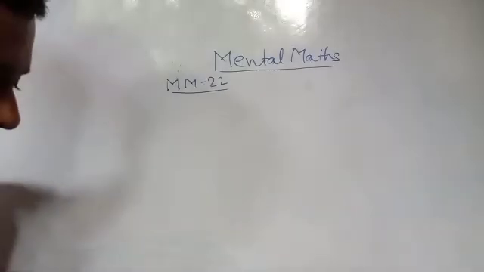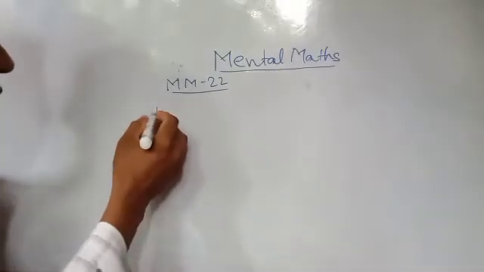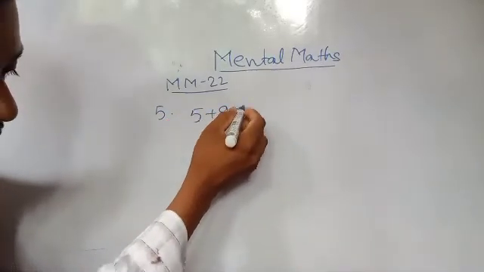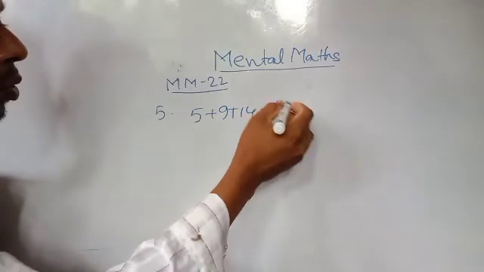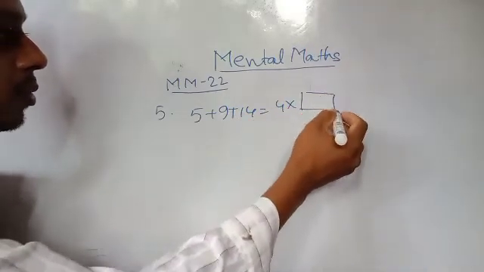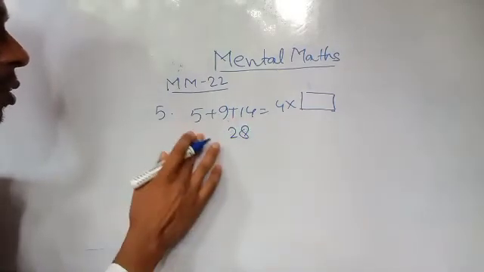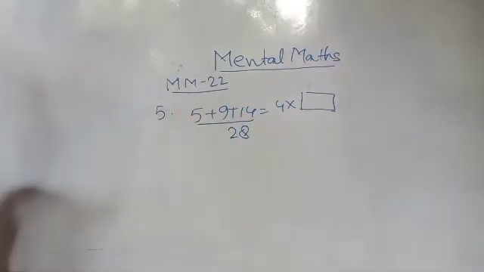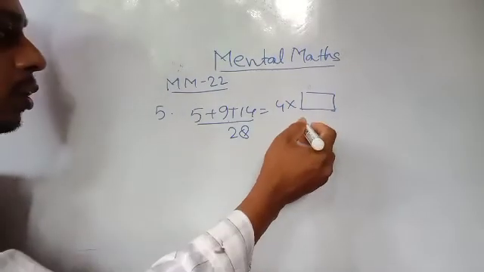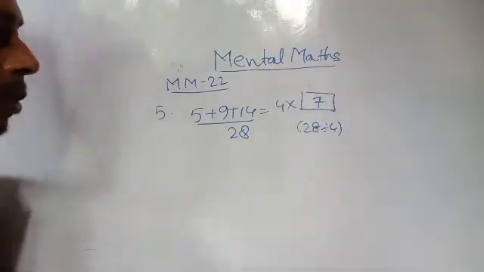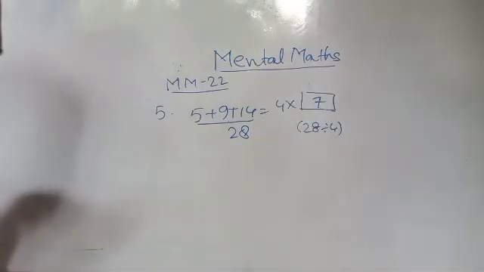Now number 5. 5 plus 9 plus 14 equal to 4 into dash. Listen, 5 plus 9 is 14, 14 plus 14 is 28. So this part is 28. Now 4 into a number equals 28. If you divide 28 by 4, you get the number, that will be 7. 4 into 7, 28. So this way you find the missing number.